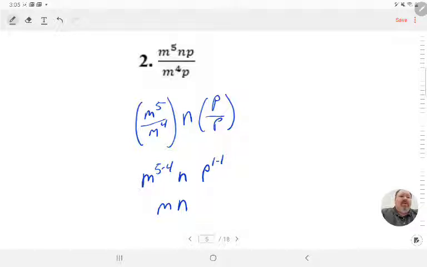All right, let's see how you did. If I group these together, I would end up with m with the exponent 5 minus 4 to give me 1, so that's just m. There's only one n in the numerator, so that's n. And then we have p over p, which would be 1 minus 1 in the exponents, which would be 0. And anything to the 0 power is 1, so that leaves me with mn. Okay? And we're going to talk about that 0 exponent in just a moment.